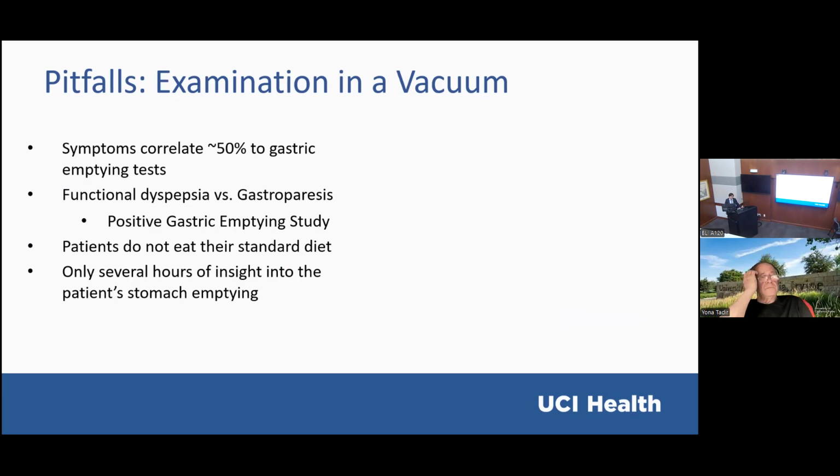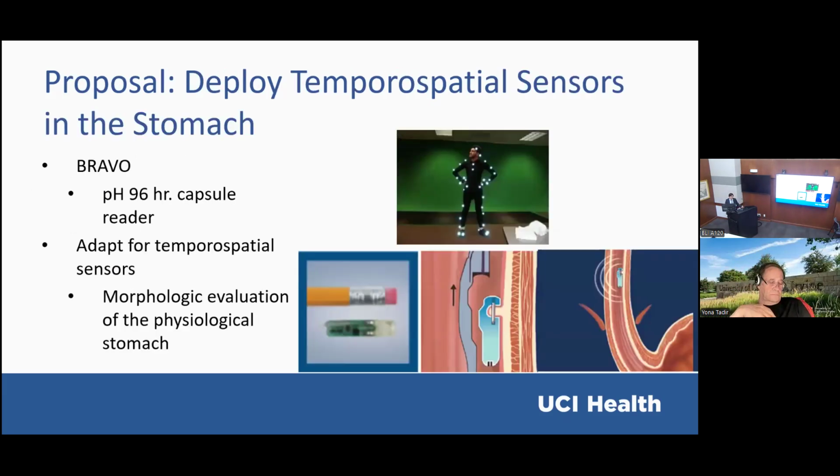So one of the aspects I was thinking about, we have this Bravo technology. We can clip a probe in the esophagus for 96 hours. It stays there, it gives good data. Can we adapt this in the stomach with temporospatial sensors to kind of motion capture the stomach over a 96-hour period? They can mark whether they're having dyspepsia, stomach discomfort, are they having heartburn, are they not able to finish their meals? And we can kind of correlate that morphologically for what's going on in the stomach.